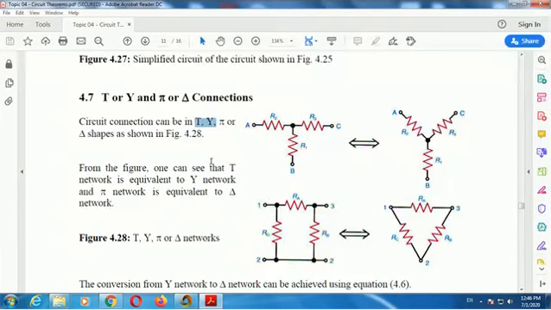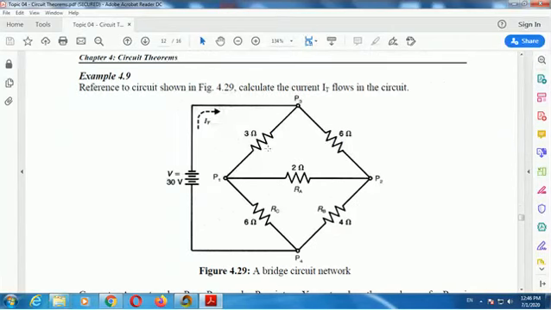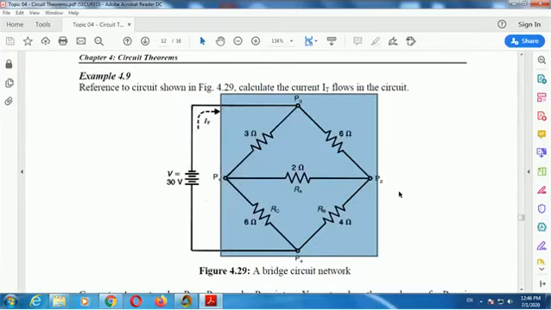The other one is called Pi, or delta: the pi connection or delta connection. Why do we need to study these connections? Because when you study a circuit like this and want to measure IT, the total current through the circuit, we need the total resistance of this network.